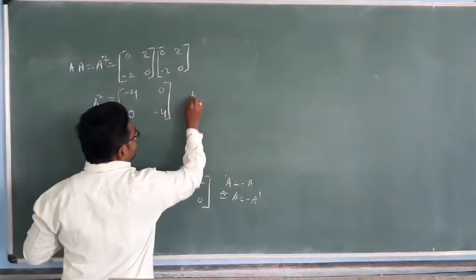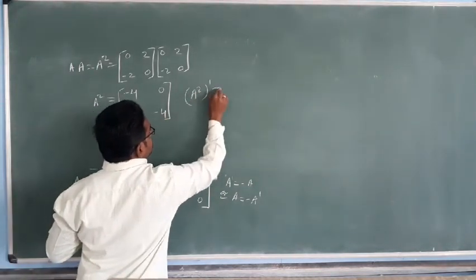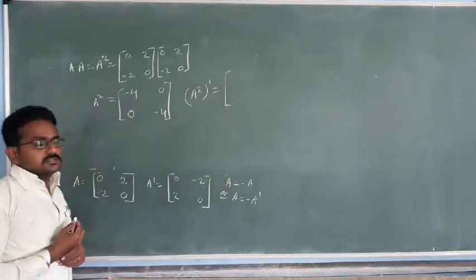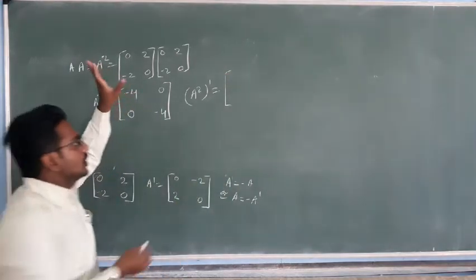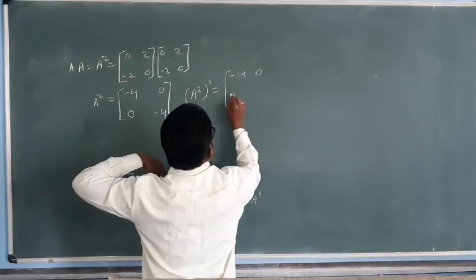So apply the transpose, A square transpose. So rows become columns, columns become rows. Again it is the same.